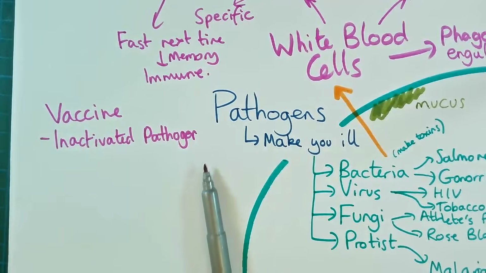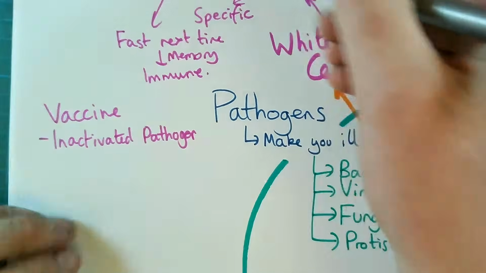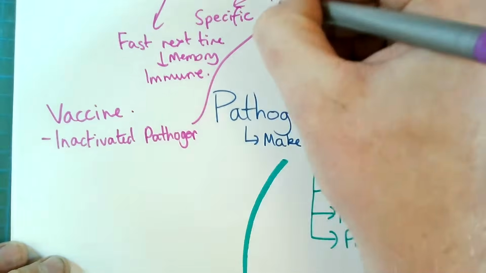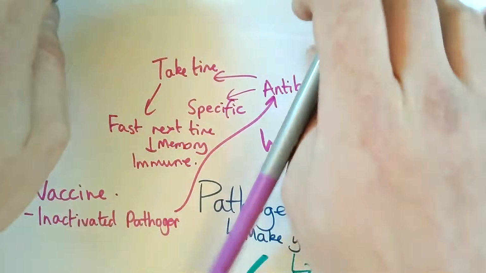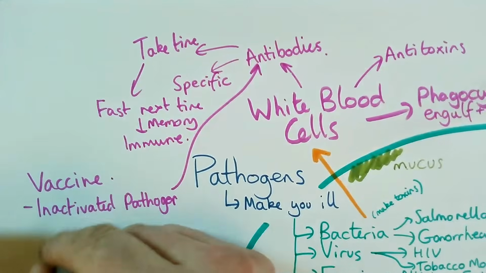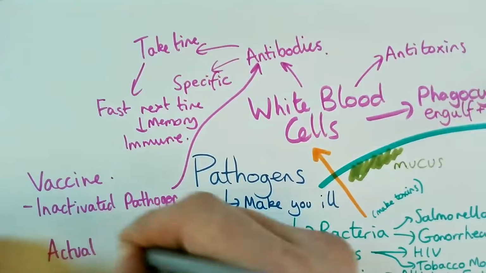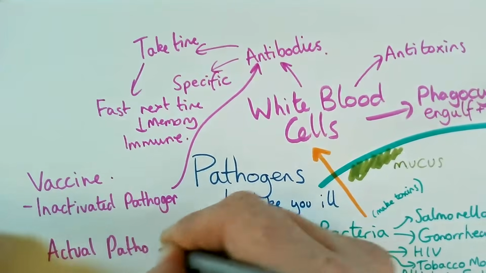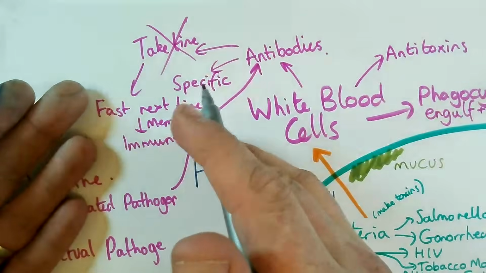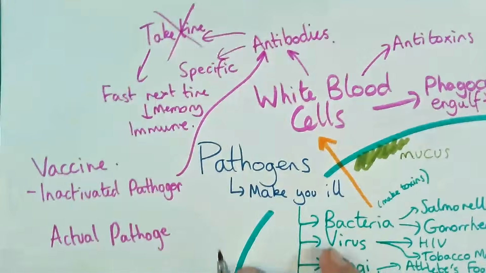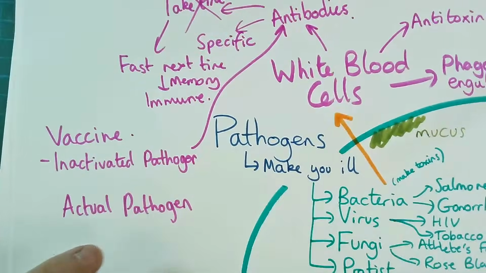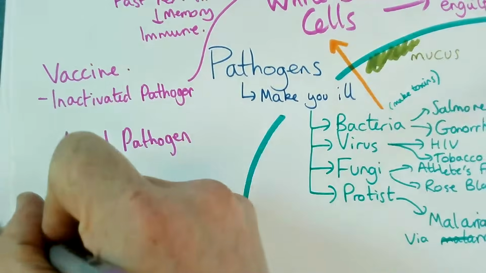So with a vaccine, you'll get an inactivated pathogen. Your body will then make the antibody. So they make the antibody, and then if you get the actual disease, the actual pathogen, you've cut out that time step. So it's now really fast. When you get the actual pathogen, you're then there. Often questions like this will tend to have a graph.